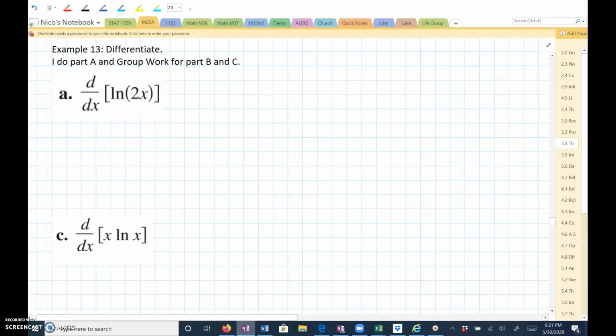Example 13, we want to differentiate these functions. So we want to take the derivative of the natural log of 2x with respect to x. Remember, when we're taking the derivative of the natural log of some function, we'll call it u, with respect to x, the rule is you take the derivative of u over u. That will be what the derivative will be equal to.